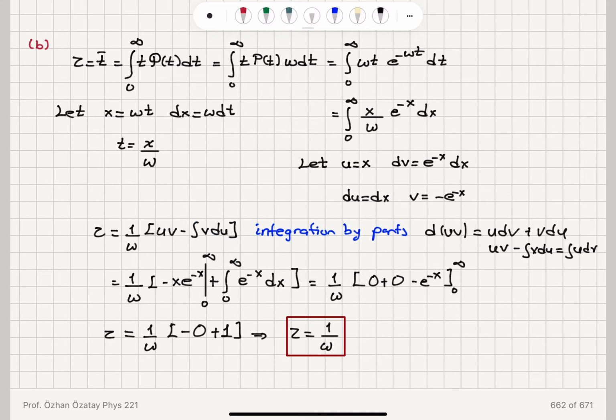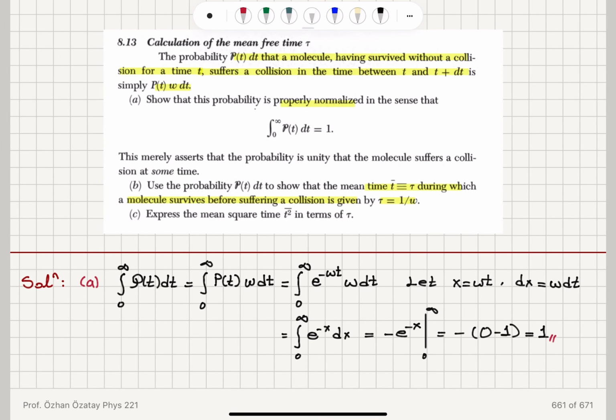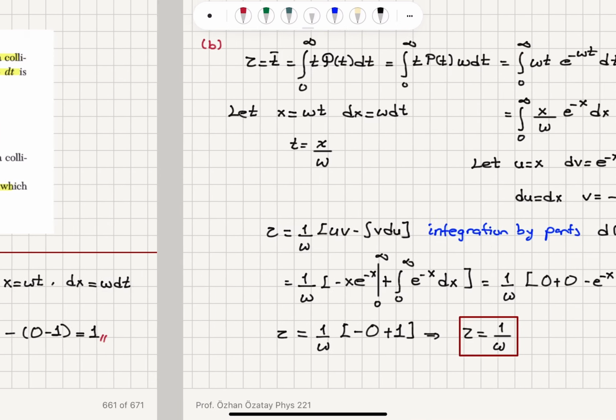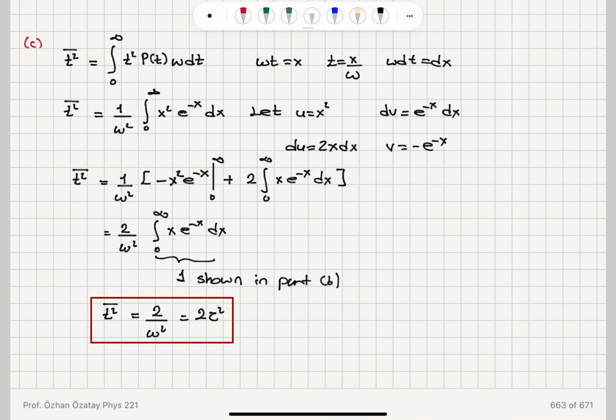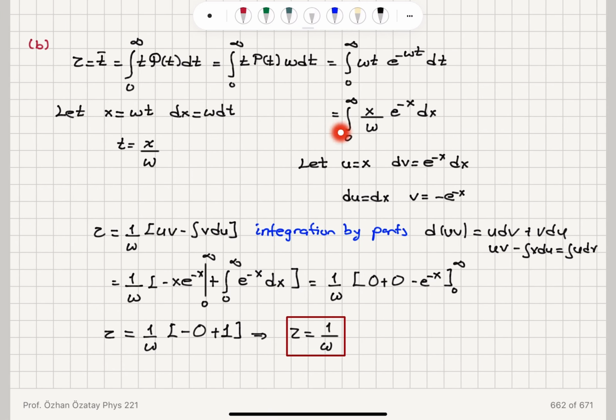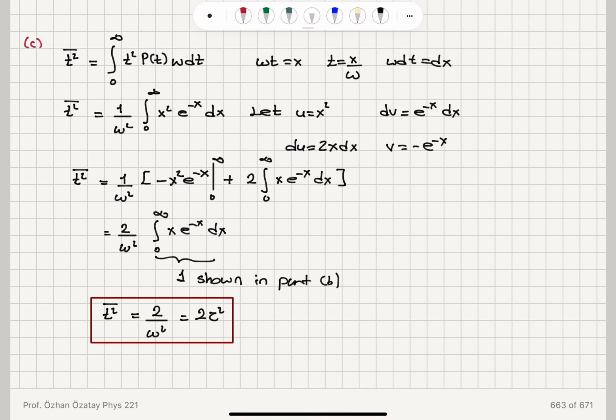In part C, we want to know the mean square time in terms of tau. For the mean square time, we replace t in this integral with t squared and apply integration by parts twice. The second time we apply it, we encounter the same integral we encountered in part B, which was 1. So we find our final answer, 2 over omega squared, which is 2 times tau squared, because tau was shown to be 1 over omega.